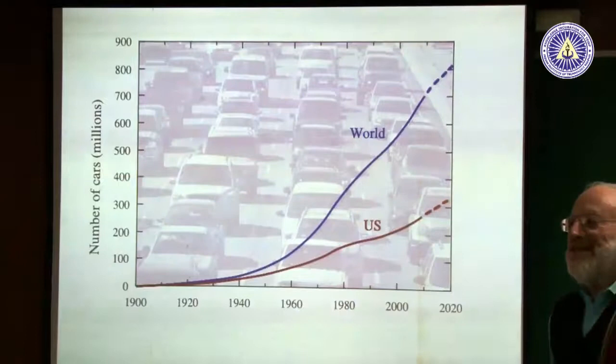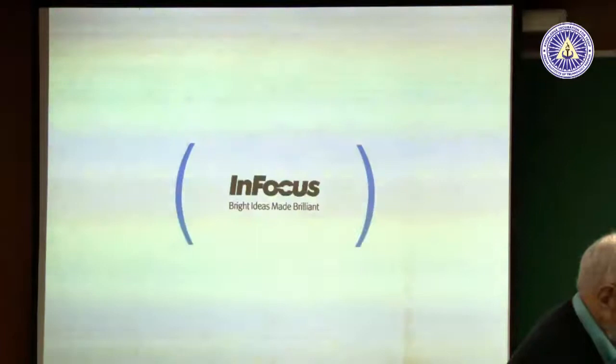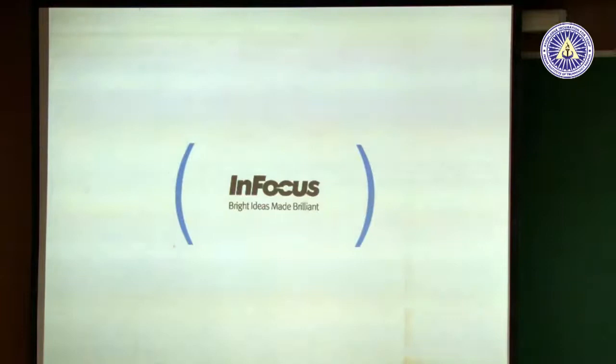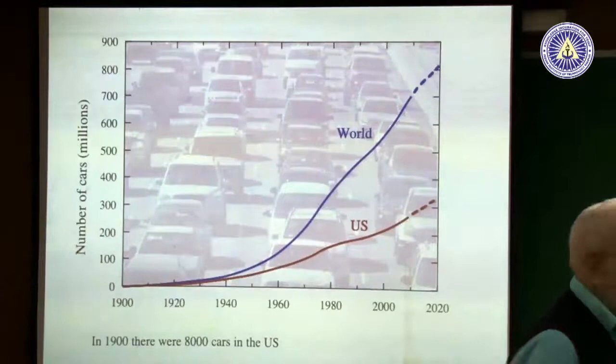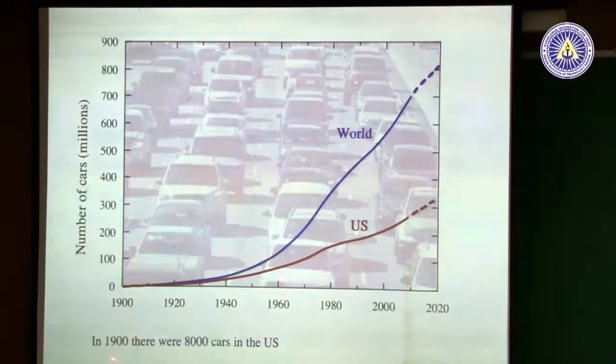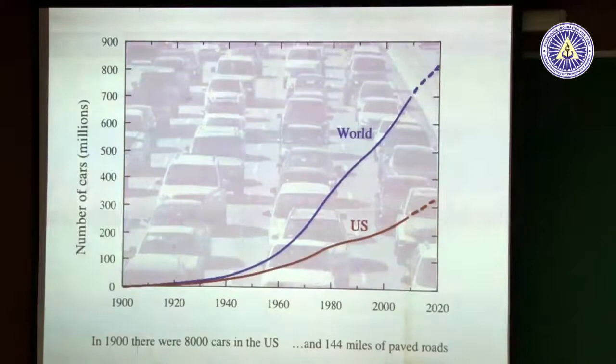But what he is saying, and is quite correct, is that some people have two or three cars, and that's really not necessary. But especially for John, there were only 8,000 cars in 1900, 144 miles of paved road, and not one paved road in California.